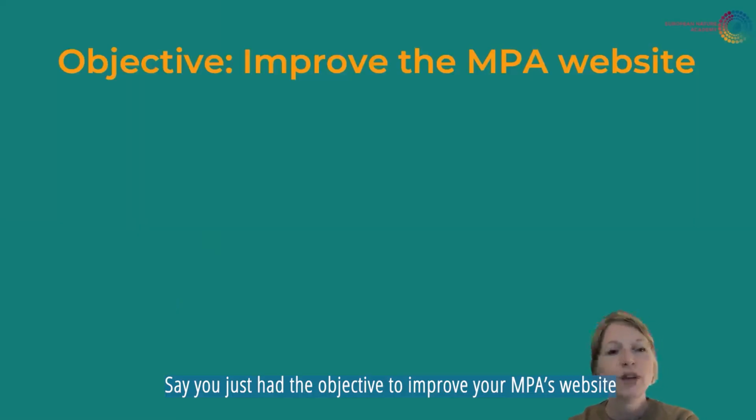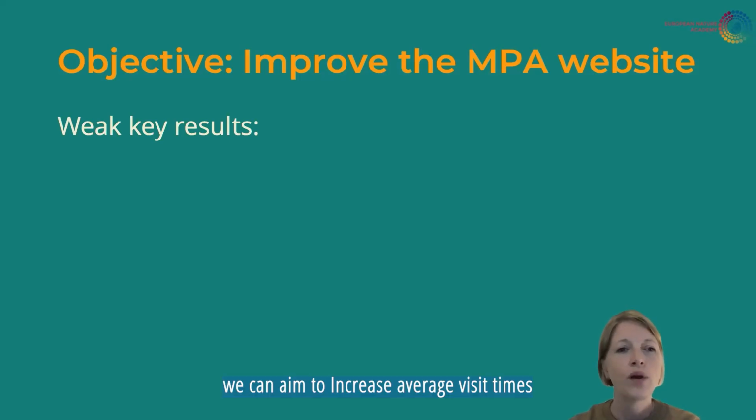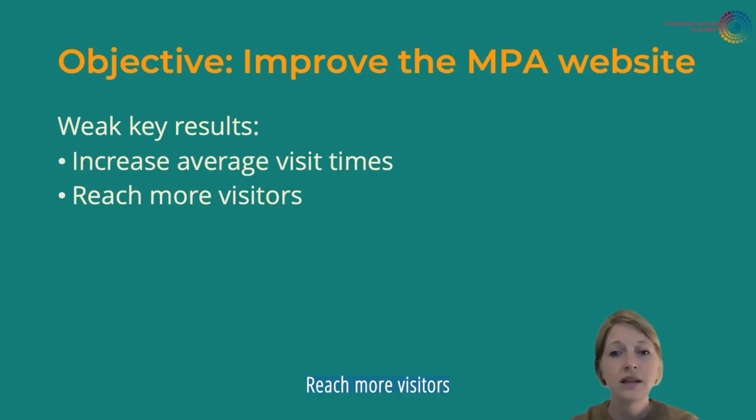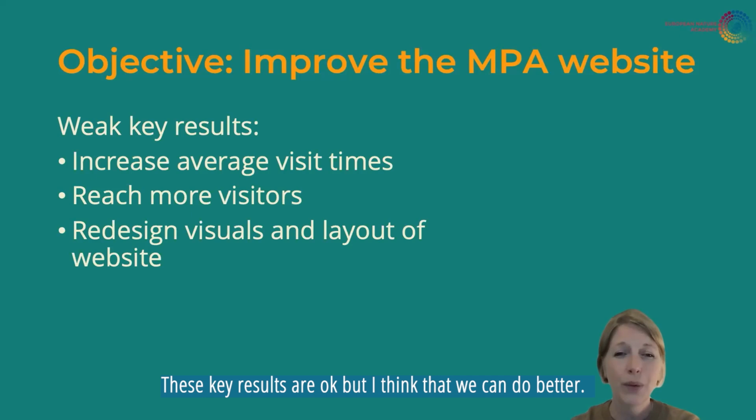Say you want to set the objective to improve your MPA website. Let's have a look at some key results, but pretty weak ones. We could aim to increase average visit times, reach more visitors, redesign visuals and the layouts of the website. These key results are okay, but actually I think that we can do better.